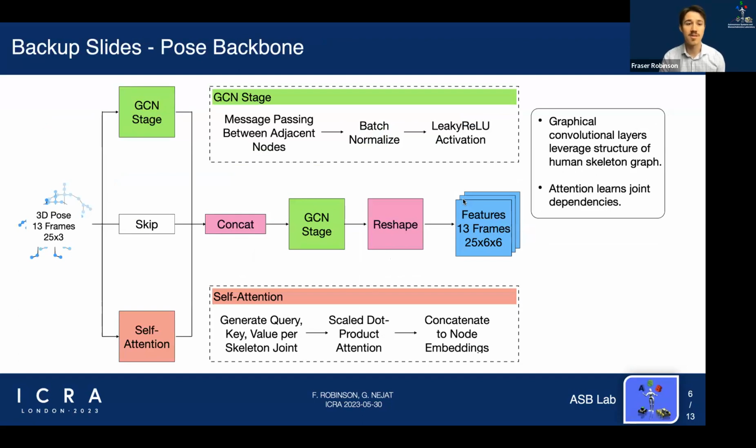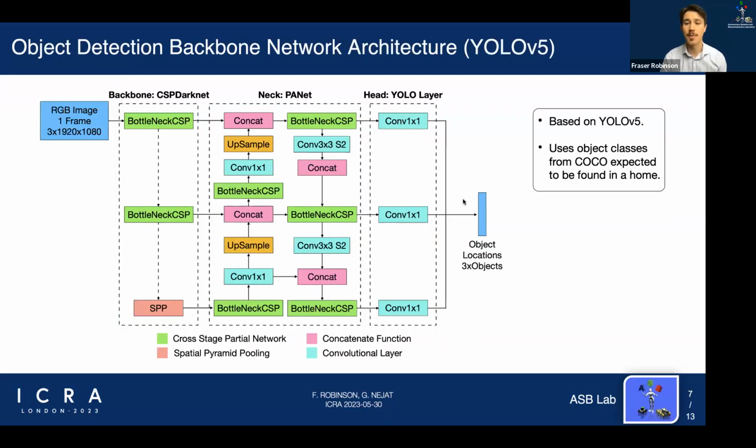The pose backbone consists of 3 parallel sections at its beginning, a graphical neural network stage, as well as a self-attention and a skip. Graphical neural networks take advantage of the inherent structure of the 3D joint position human skeleton, which can be leveraged to understand the positions, while the self-attention understands dependencies between joints that are close as well as those that are far away. The object detection backbone is built on the YOLO v5 architecture and outputs object locations in the 3D space of the objects.